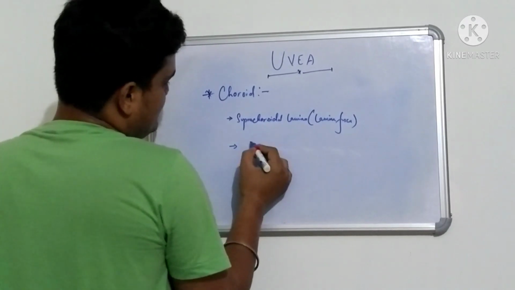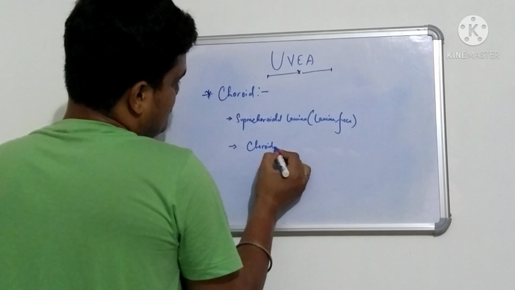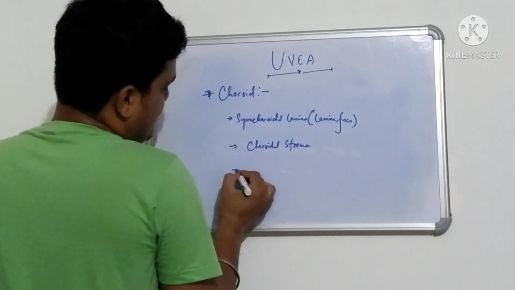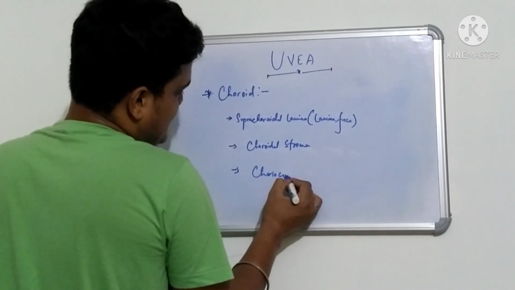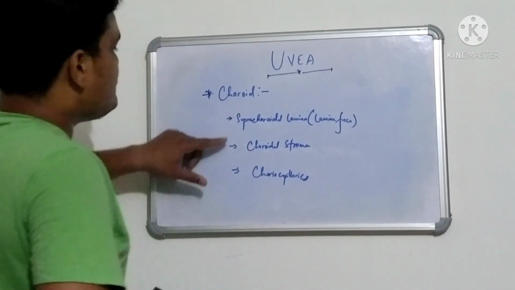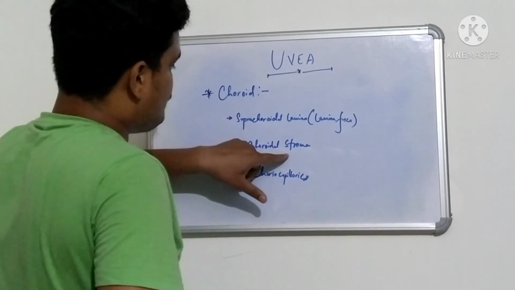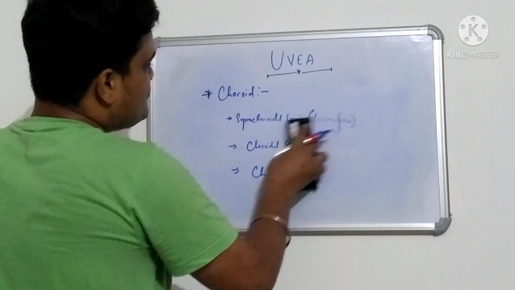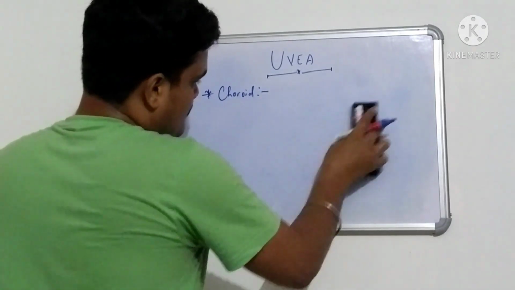The second part is choroidal stroma or stroma of the choroid, and the third part is the choriocapillaries. So these are the three major parts of the choroid: suprachoroidal lamina, lamina fusca, choroidal stroma or stroma of the choroid, and choriocapillaries. So here, with the help of a diagram, we will see the structures.